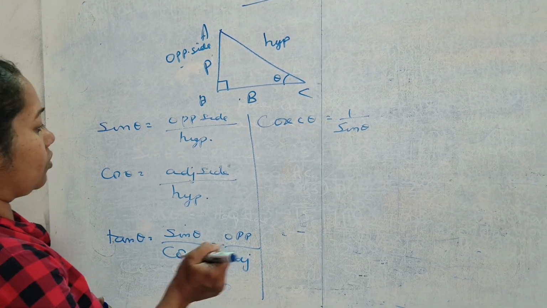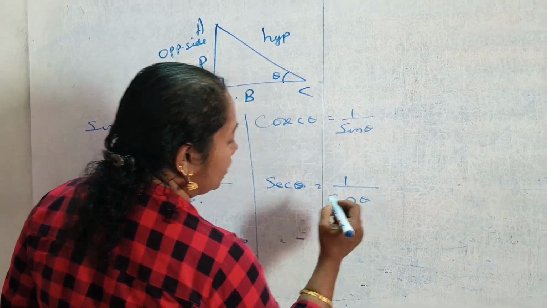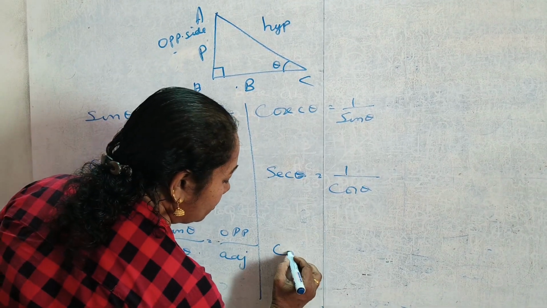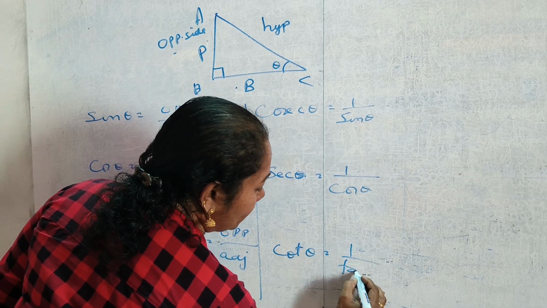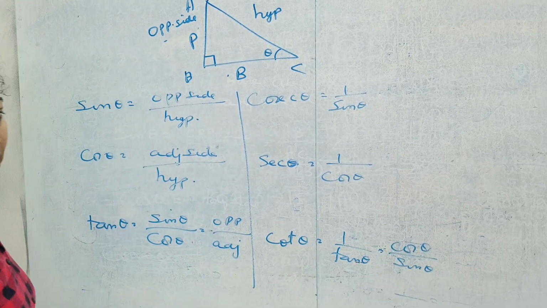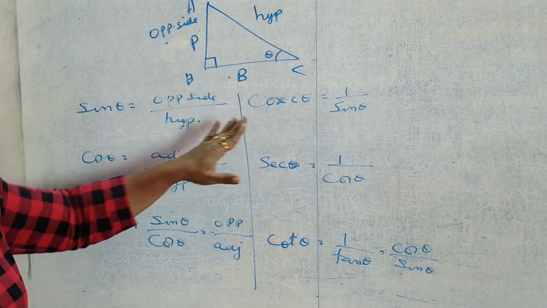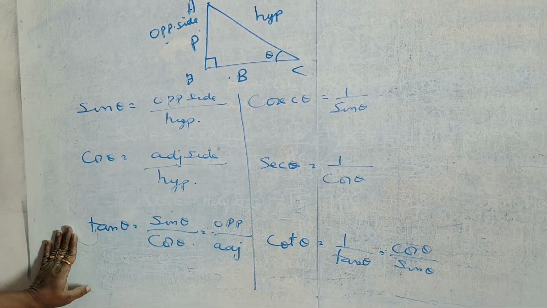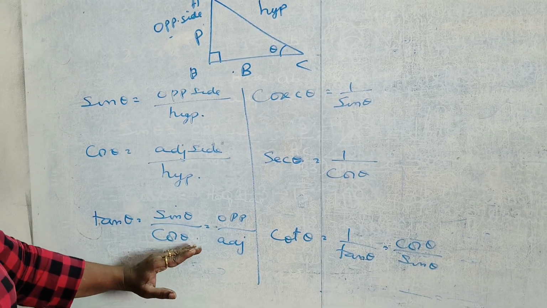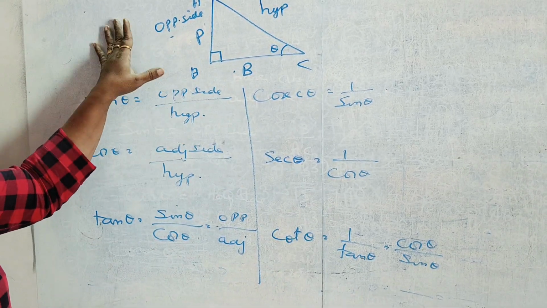And the next one is sec theta. That is equal to the reciprocal of cos theta, that is hypotenuse upon adjacent side. Now cot theta is equal to 1 by tan theta, or you can say cos theta upon sin theta, that is adjacent side upon opposite side. So reciprocal of sin theta is cosec theta, reciprocal of cos theta is sec theta, reciprocal of tan theta is cot theta. Tan theta is sin theta upon cos theta, and cot theta is cos theta upon sin theta. If you know this, it's very easy for you to find the ratio of any one.